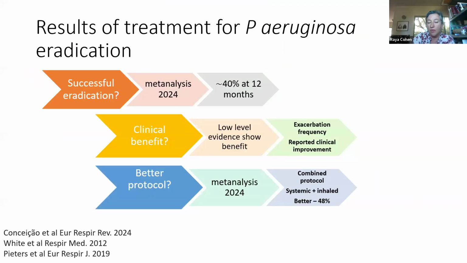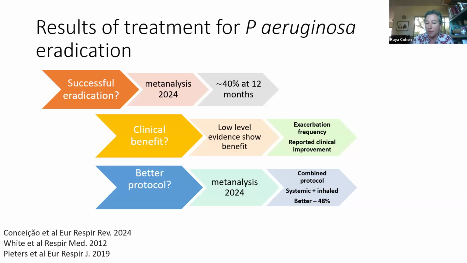So what are the results of the eradication? It's true, we want to get rid of it, but does it really work? I look at three results: successful eradication in terms of microbiology, clinical benefits, and is there a better protocol? In terms of microbiology, in a meta-analysis published very recently in 2024, about 40% of patients receiving eradication were free of Pseudomonas at 12 months. So 40%. That's not very good.